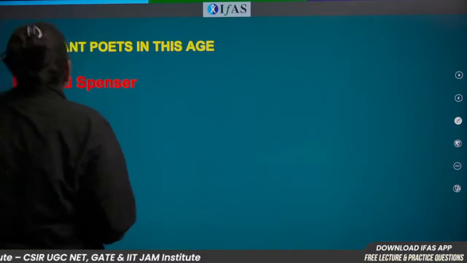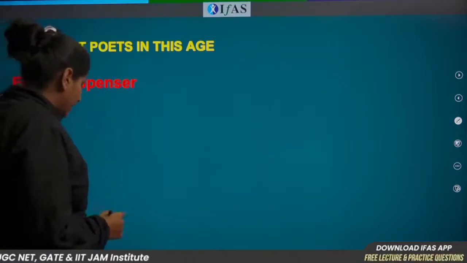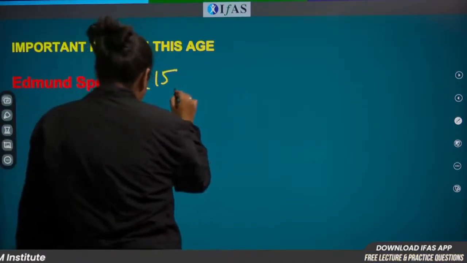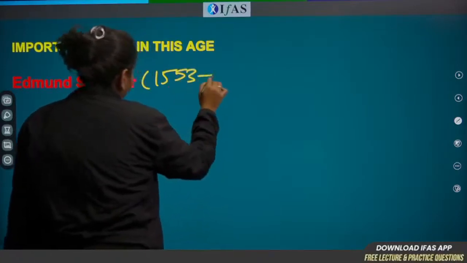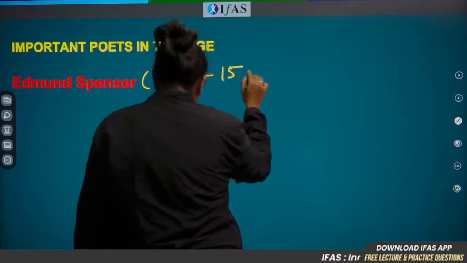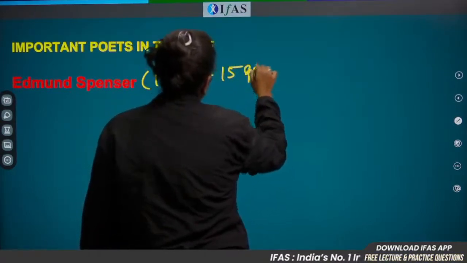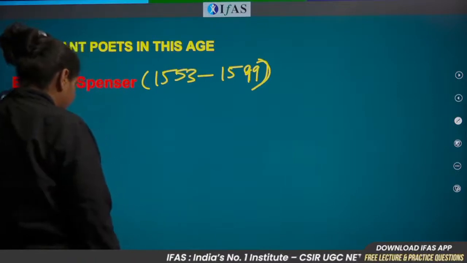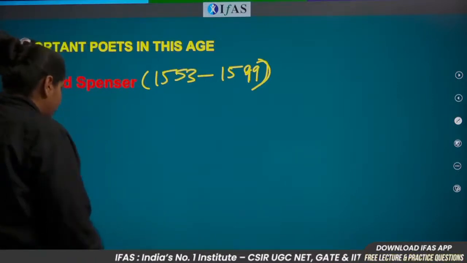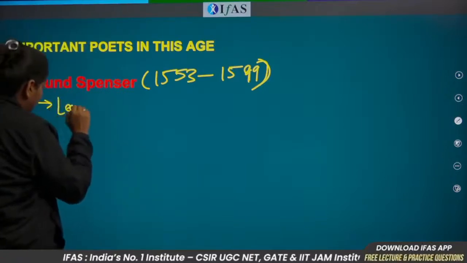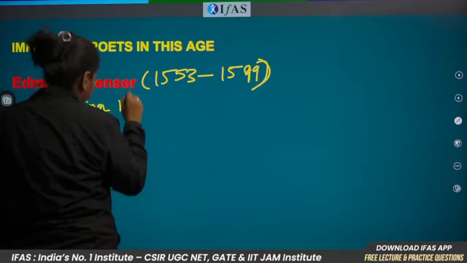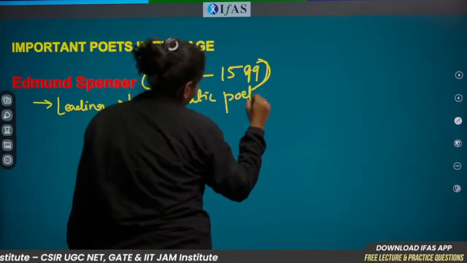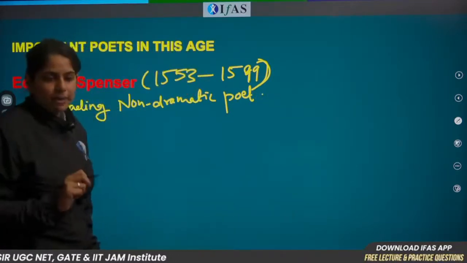Okay, great. So now let's talk about Edmund Spenser. Okay, so now Edmund Spenser's lifespan was from 1553 to 1599. Okay. So this was his age span, and what he actually did was, Edmund Spenser was the leading non-dramatic poet of the Elizabethan age. Okay, a leading non-dramatic poet of the Elizabethan age. So you have to remember this as well, okay.